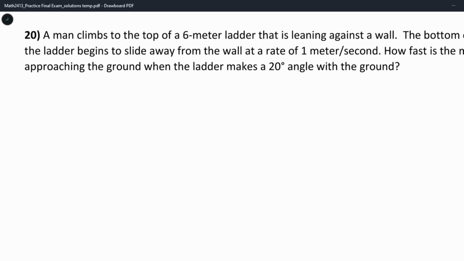How fast is the man approaching the ground when the ladder makes a 20-degree angle with the ground? So let's sketch a picture of this end result and see what's going on. Here we have our picture with our man at the top of the ladder, and the ladder on its way down makes an angle of 20 degrees with the ground.